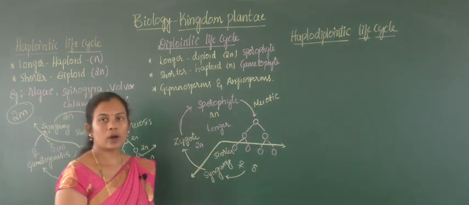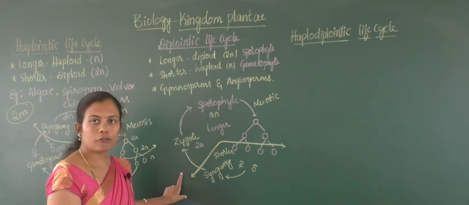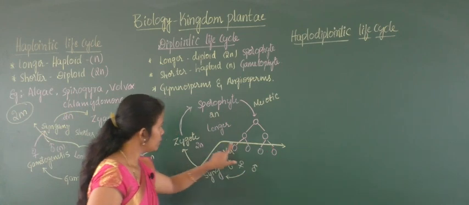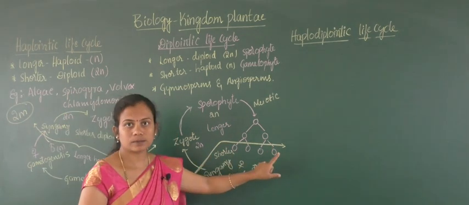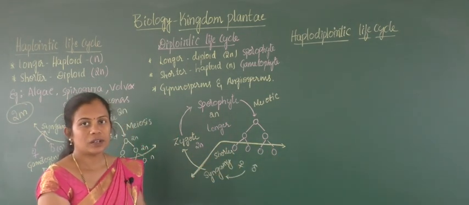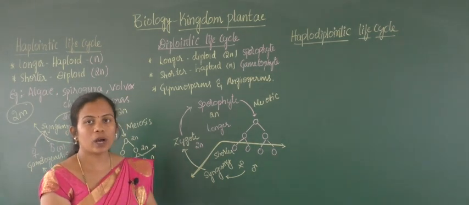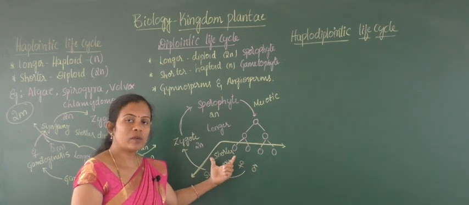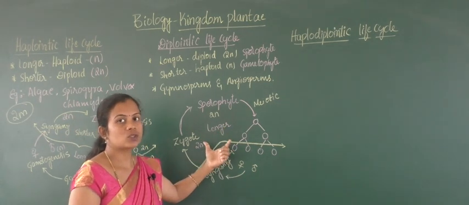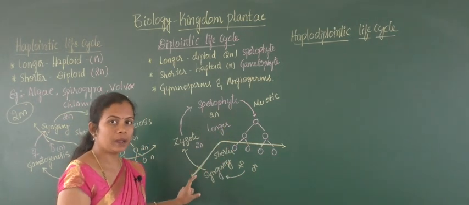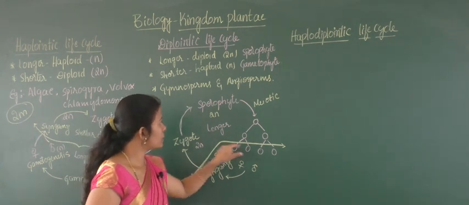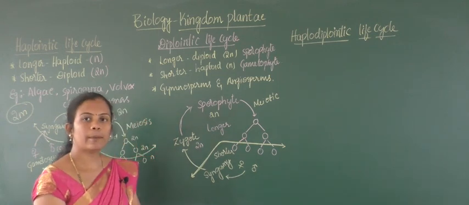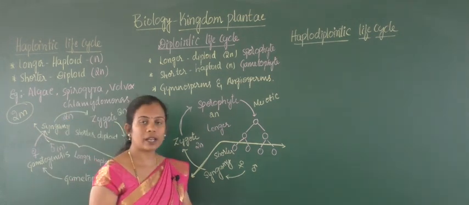So I hope you are going to follow this. If you are not labeling this line, you are not going to get the marks in your examination. I am not talking about the scoring of marks, you need to understand it properly, and it should be labeled with a shorter period and a longer period. That is why you need to mandatorily label the shorter and the longer period. Understood? We'll directly move to the haplodiplontic life cycle.